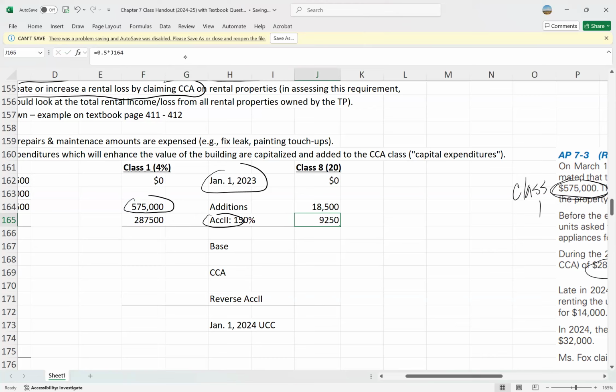So remember that if the purchase of the depreciable asset was made during that period after November 2018, I'm just going to double check the dates here. I think it was November 2018.